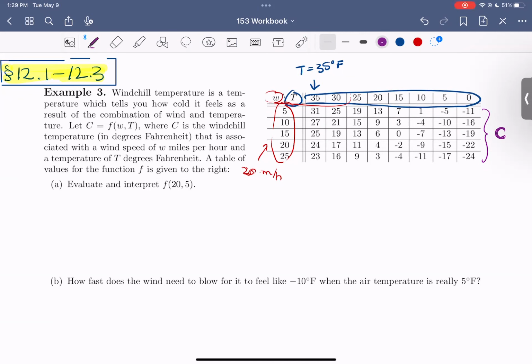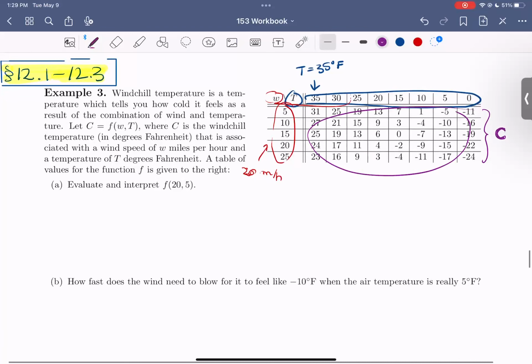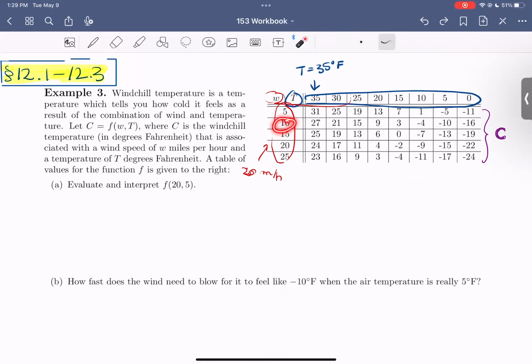As we're told, and you might have experienced this before, the temperature can feel a certain way outside. That's the wind chill, and that feeling is based on both the wind speed and the actual temperature. So that's what this function F is giving us: the wind chill temperature depending on the wind speed and the temperature outside. Feel free to pause the video and think about this table a little bit and the discussion we just had. When you're ready, let's look at part A.